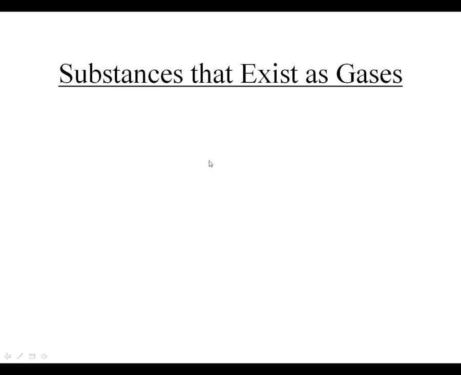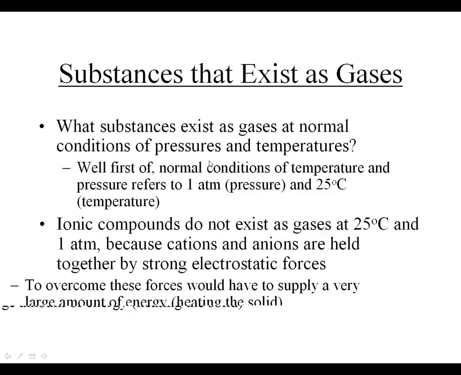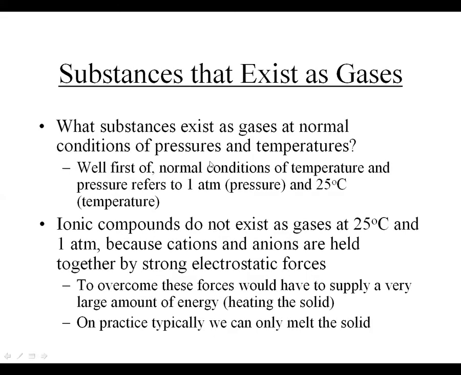So the first thing we're going to talk about is substances that exist as gases under normal conditions. When we talk about normal conditions, usually that means room temperature. Those are essentially the conditions that you find, for example, in tables where you look up values. That means that the pressure is 1 atm. ATM is an atmosphere, and that's a standard unit of pressure. And normal everyday temperature we consider somewhere around 25 degrees Celsius.